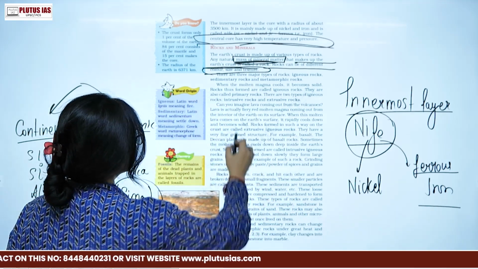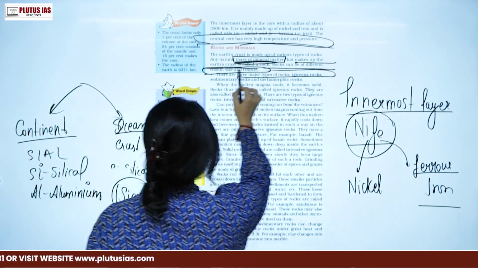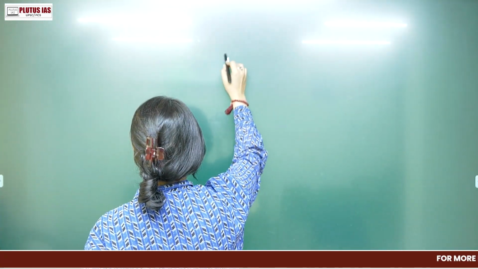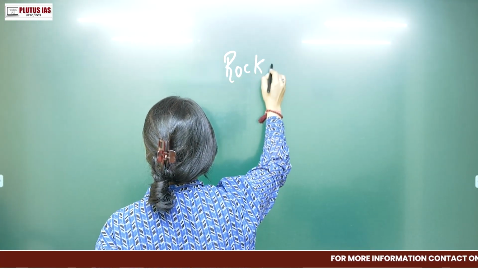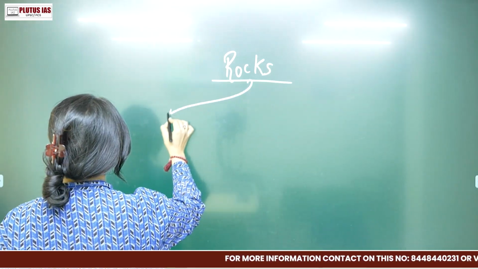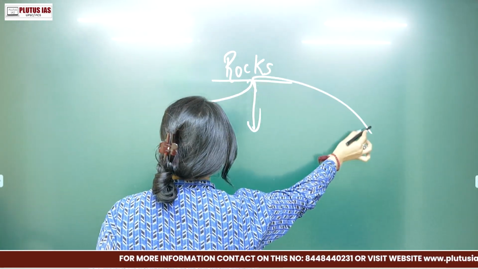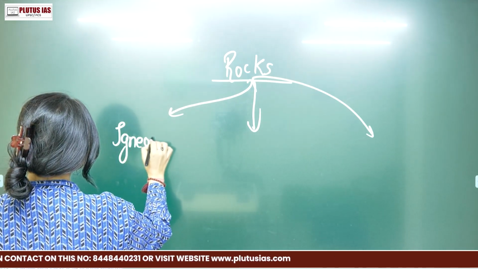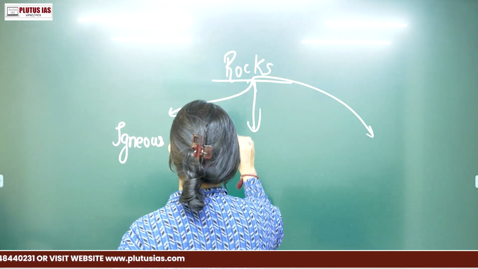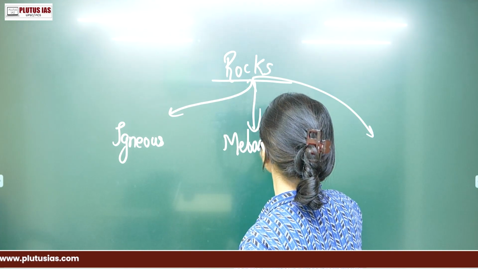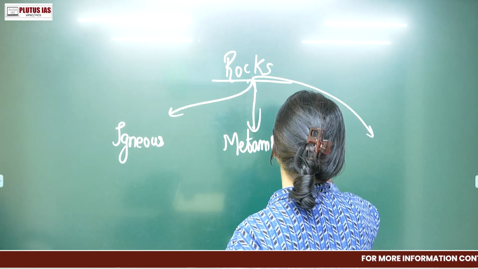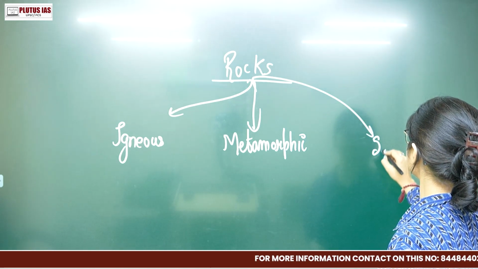There are 3 types of rocks. Now we have different kinds of rocks, and this you need to understand very clearly. So we have 3 types of rocks majorly: one is igneous, then we have metamorphic, and then we have sedimentary.